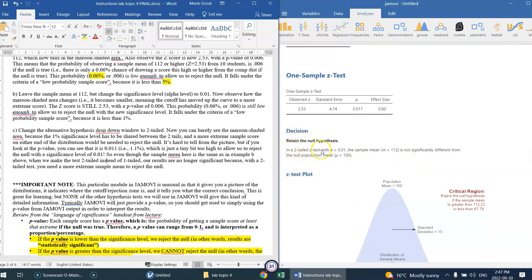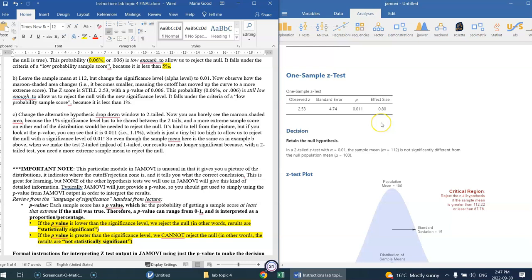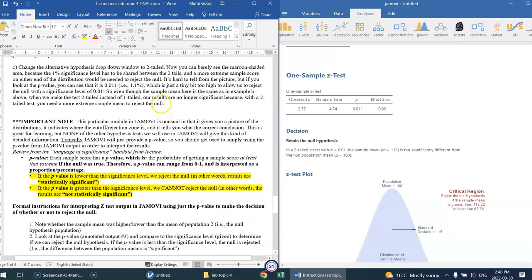And the decision sentence says this, right? In a two-tailed test with an alpha of 0.01, the sample mean is not significantly different than the null population mean. And that's because, again, the p-value is just slightly higher than our significance level. Okay? And this is a way that you can see that to obtain a significant result with a two-tailed test, you need a more extreme sample mean, because those cutoffs get pushed up the curve or down the curve at the lower end of the tail. You need a more extreme sample mean to reject the null in a two-tailed test.